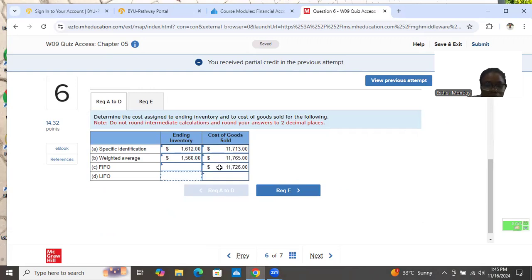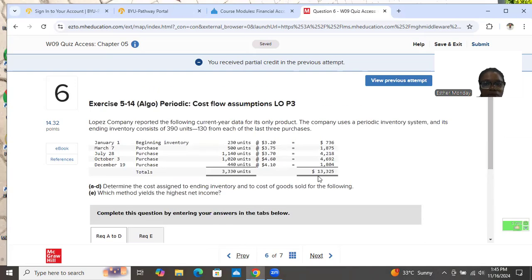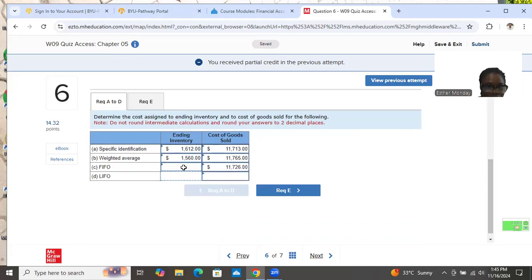You will have 11,726, and then to get our ending inventory, you use 11,726 to subtract it from 13,325, which is our goods available for sale. And the total number that we have as our ending inventory will be $1,599.